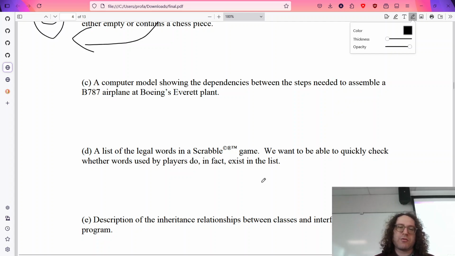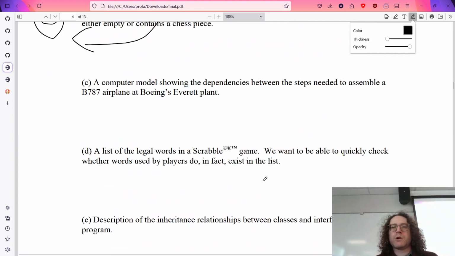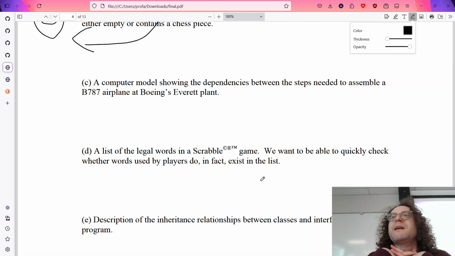A list of legal words in a Scrabble game. Well, I mean, it's saying list right there, but they may not be the best case. We want to be able to quickly check whether the words used by the players do, in fact, exist in the list. So this one is what? Yep, that's a set. Specifically, a hash set, right? A hash set would use this, right? Or you can use a hash map and just simply check the keys.